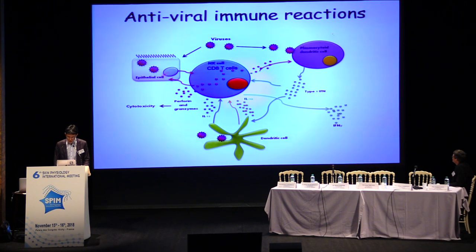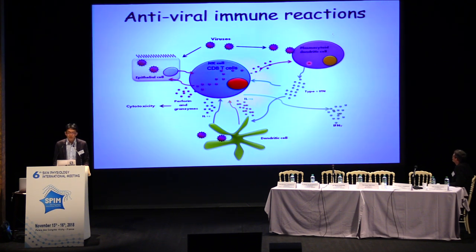After virus infection, there are several types of immune cells. One is plasmacytoid dendritic cells, which produce type 1 interferon to fight against virus infection. This type 1 interferon also acts on dendritic cells, leading to activation of NK cells or CD8 positive T cells to fight against infected cells. This suggests that plasmacytoid dendritic cells, called PDC, play an important role.